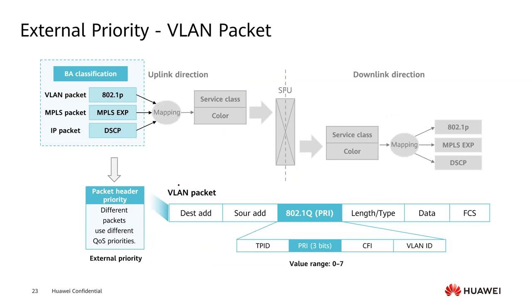Let's look at the external priority first. For the VLAN packet, in the VLAN header there is a three-bit field called the priority field, the PRI field. In this field we put the external priority. This PRI field is three bits long, so the value we can put is from 0 to 7. So for VLAN packets, we can divide the VLAN traffic into 8 priorities from 0 to 7.